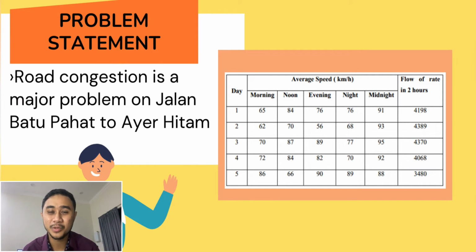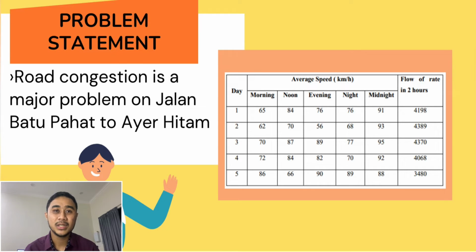I will present the problem statement. Road congestion is the major problem on Jalan Batu Pahat to Air Hitam, especially during peak hour. This is because Jalan Batu Pahat to Air Hitam is the main road that connects Batu Pahat and Air Hitam town. The purpose of this study is to obtain the density value for the road. If the road records a high density value, then a proposal to reduce congestion is put forward.